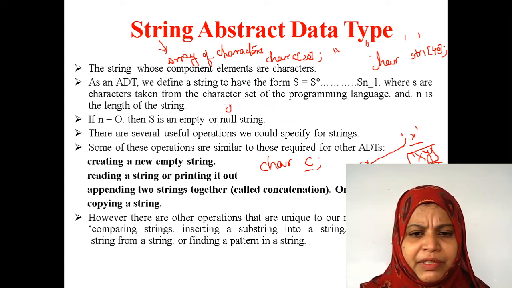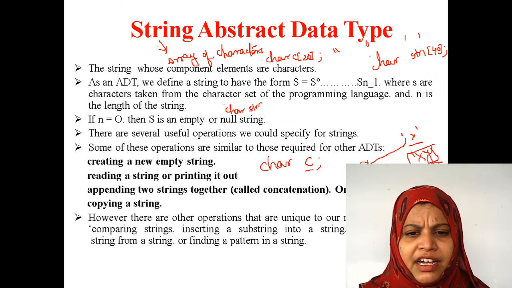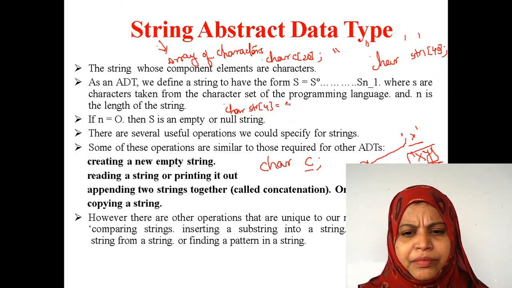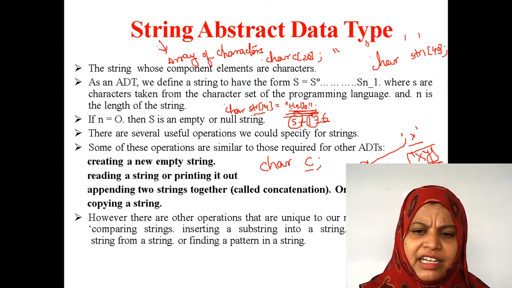Here for example, char str[6]. Char str, write str[6], then we are going to write hello. Means this str consists of 1, 2, 3, 4, 5 characters. So plus 1, the length of the string is 6. Plus 1 indicates the null character.